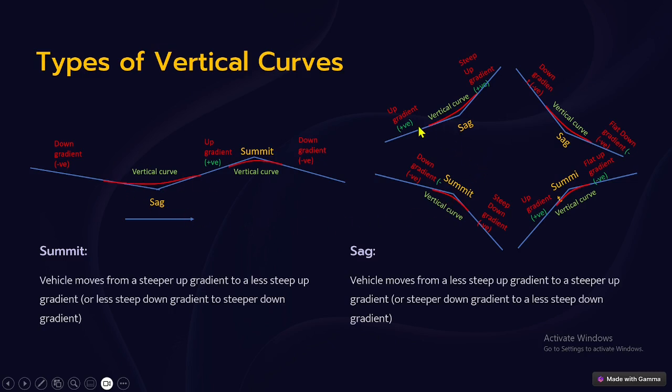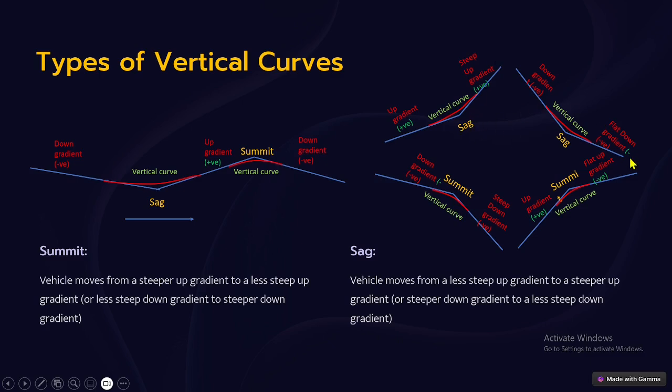When the change of gradient exceeds a certain limit, we are supposed to provide a vertical curve for ensuring smooth negotiation of the vehicle through these connections. This is about the types of vertical curves. Also, normally we give a negative sign for the down gradient and a positive sign for the up gradient. But in this case, both are up gradients. Here it is steep, here it is flat, but both are up gradients. That is why we are giving a positive sign, even though there is a vertical curve in between.